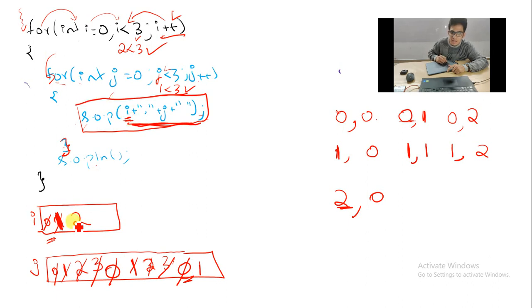Print the I value. What's the I value in the memory? 2. Comma. Print the J value. What's the J value in the memory? 1, space. After printing, this is very important now. Watch here, very important. It will see the closing bracket here. So again J plus plus happens. J becomes 2. It will check the condition: is 2 less than 3? Yes, 2 is less than 3.